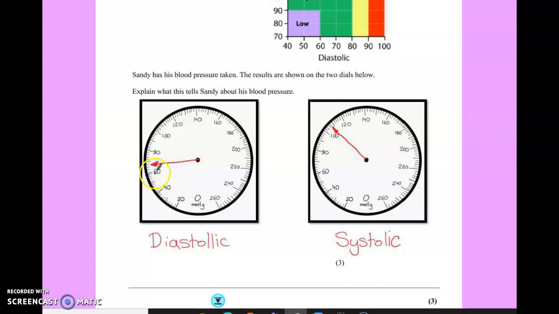That's 60, so that'd be 62, 64, 66, 68. So that one's sitting at 68. This one's sitting at 108. So that's my first mark for reading off my two. Well, it's actually my 3, isn't it? So I'll get one for each of those.